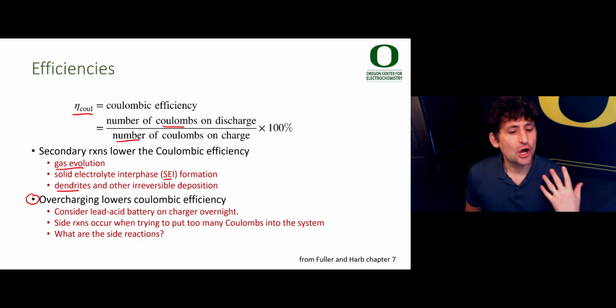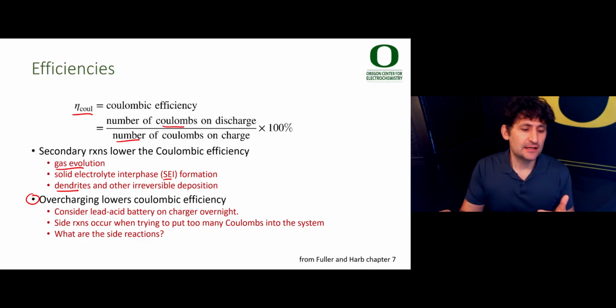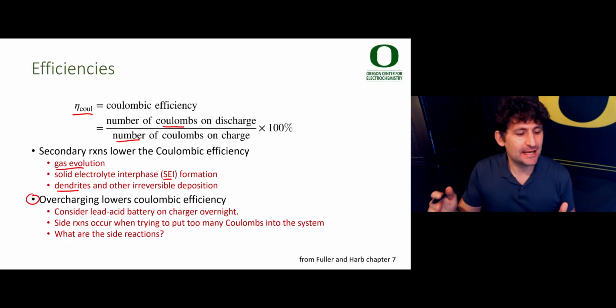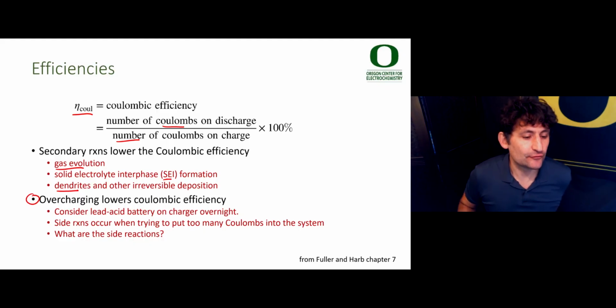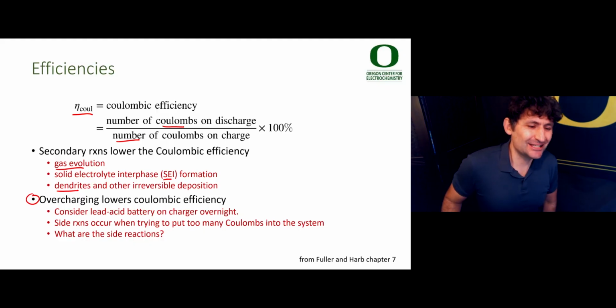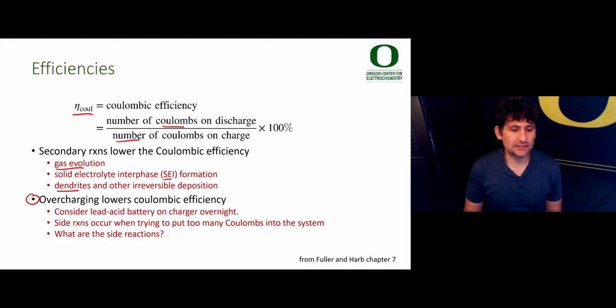What is overcharging? Overcharging is driving the battery to a higher potential than the highest reversible redox transition in the electrode. For example, consider a lead acid battery on a charger overnight. Side reactions occur when trying to put too many coulombs into the systems. What are these side reactions? You might think about that.